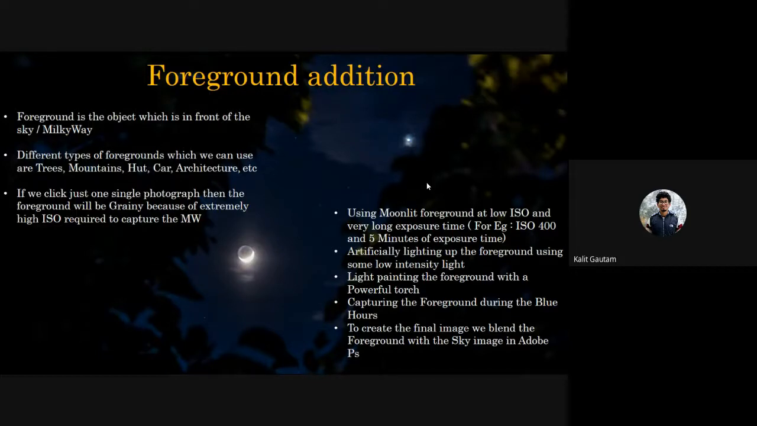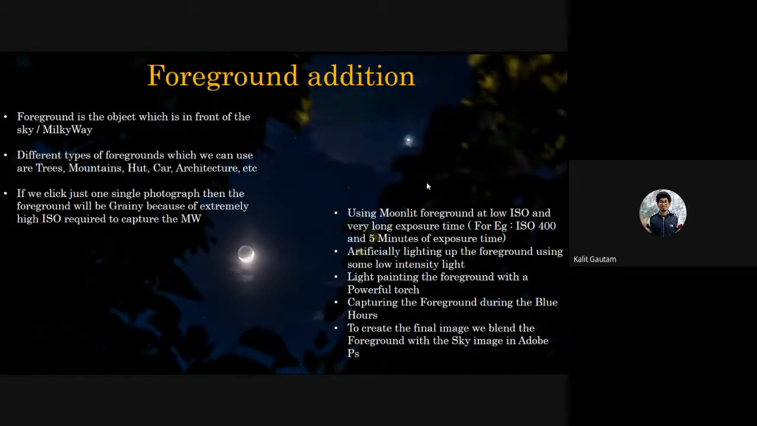If we click a single photograph with the foreground, the foreground will be very grainy because of the extremely high ISO, and that high ISO results in grain in the foreground. We don't want that grain in the foreground. That's why we have to use a procedure called stacking and blending. On the right side of this slide, I have written how to add the foreground.